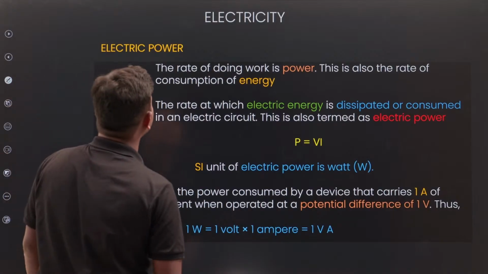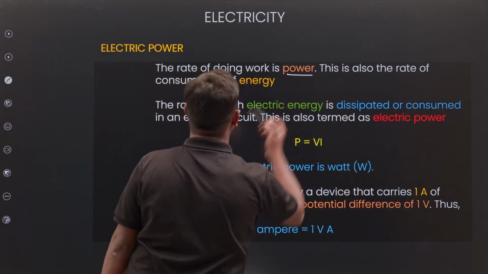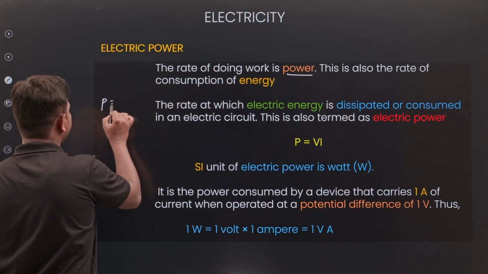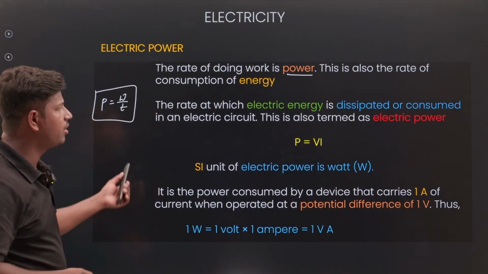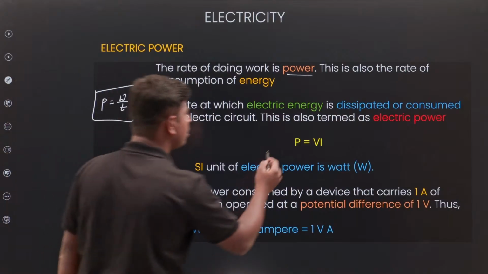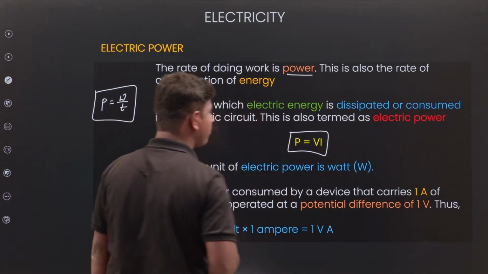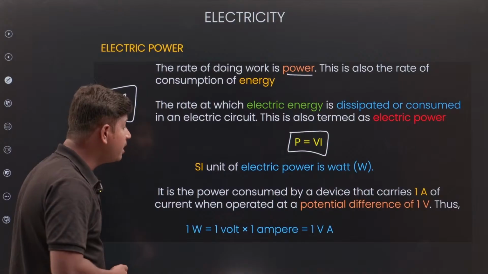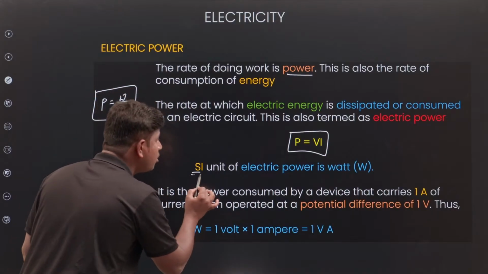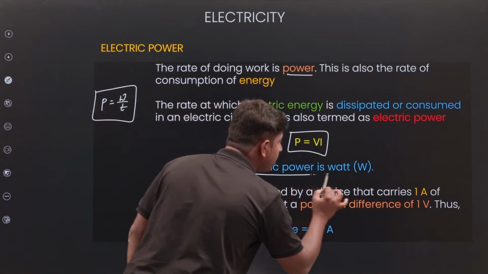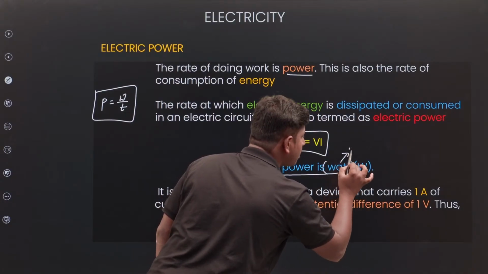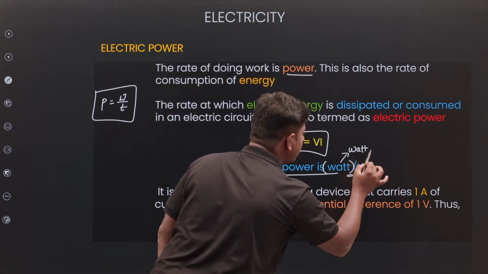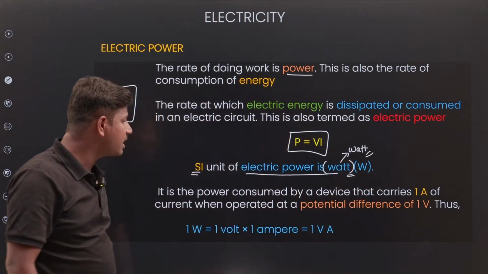Next, the rate of doing work is called power. Rate of doing work: P is equal to work done by time. That we already know. And P is equal to VI. Also, we got the same formula. The SI unit of electric power is what? Remember the word: watt. Okay, watt.